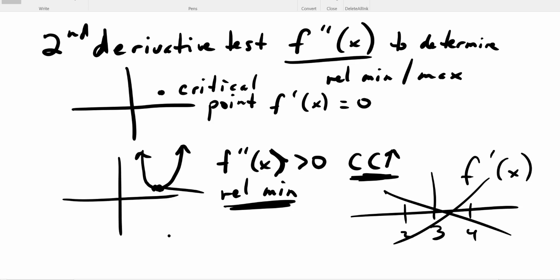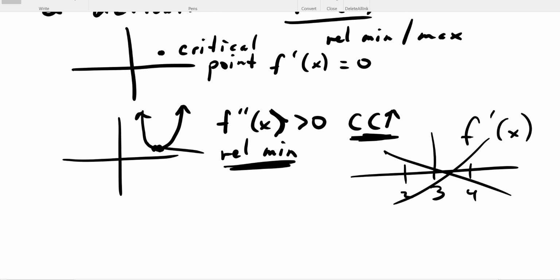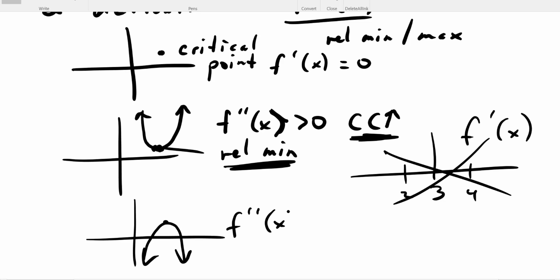Okay? And my other case is, of course, the same point, and if it was this way, concave down. So that means f double prime of x is less than 0, or concave down. And if that's the case, well, look at it. What is it? It's a relative maximum.